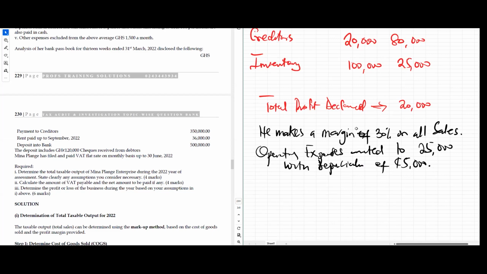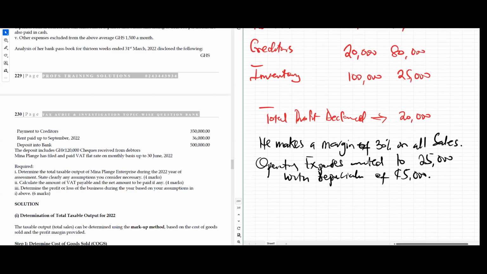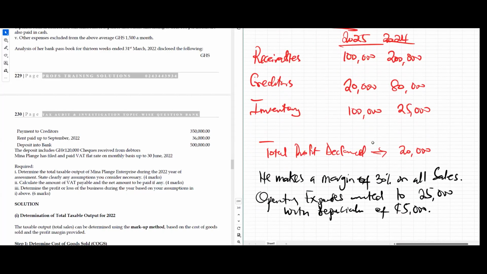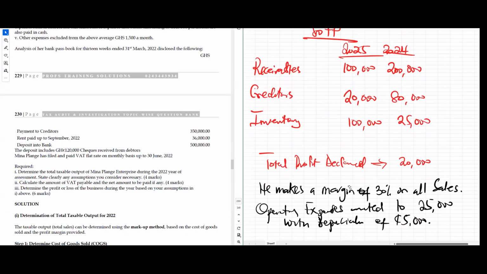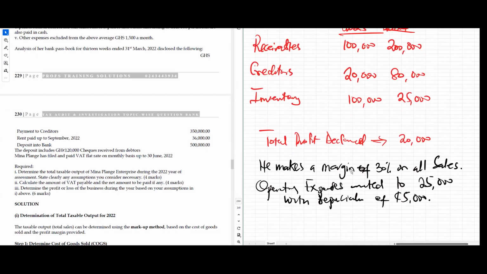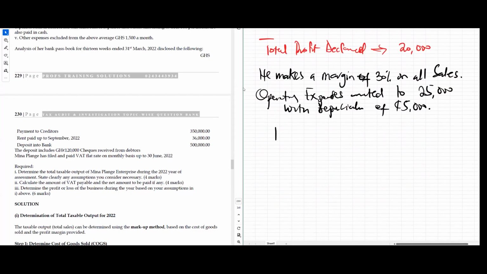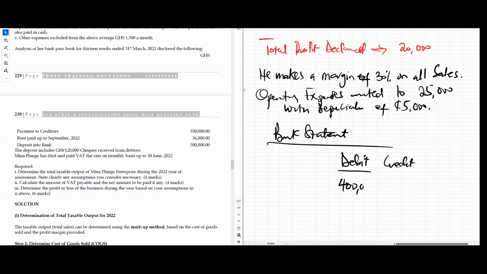We can decide to give you this information, and it can help you work back everything that is missing, to see whether the purchases they have reported are the purchases we should agree with. So this is his bank statement. Then we have debit and credit. Under debit we have 400,000, and under credit we have 555,000.